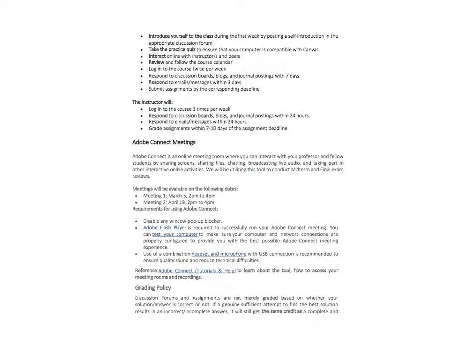And then the next important thing that we see here in the syllabus is the Adobe Connect meetings. As I said before, we have two main online assessments, one for each of the midterm and final exam. We have a review session in the form of an Adobe Connect meeting. For example, 3 days before the midterm, on March 5th, we have the first Adobe Connect meeting.